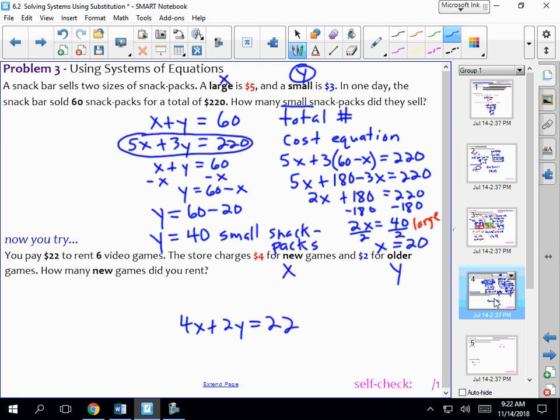That's what I would call the cost equation. What about the total equation? How many total video games do we end up getting? Not a big number, but looks like 6, yeah. And so we would have some combination of new games and old games. I don't know what the combination is, but we have x plus y equals 6. There could be 4 new games and 2 old ones, or 5 new games and 1 old one, or 3 and 3, or 2. There are different combinations, and that's it.